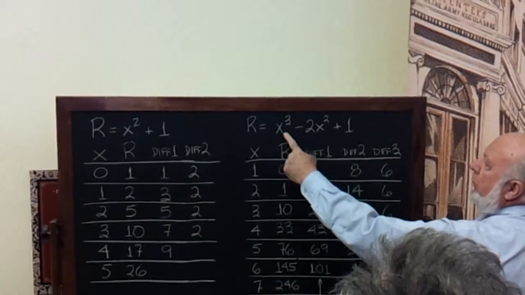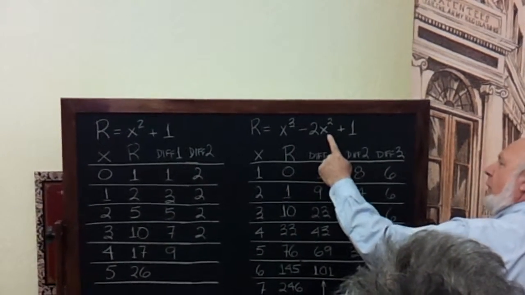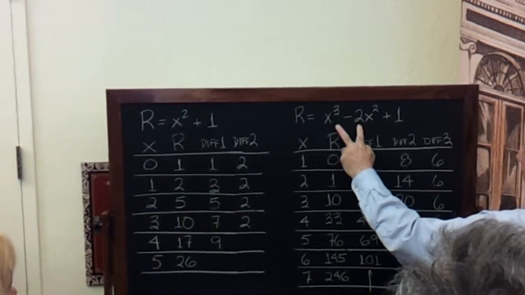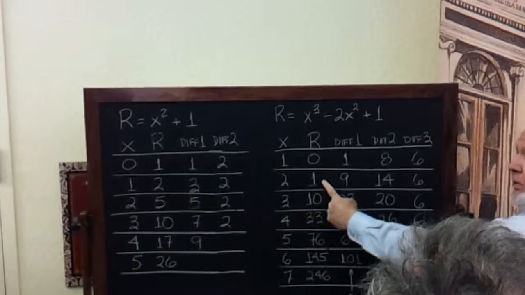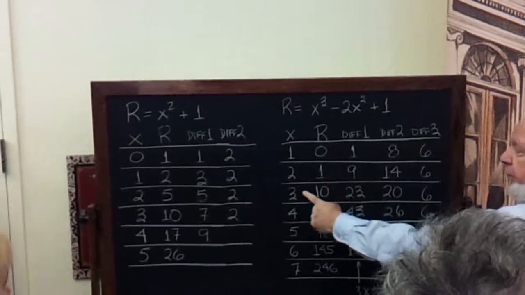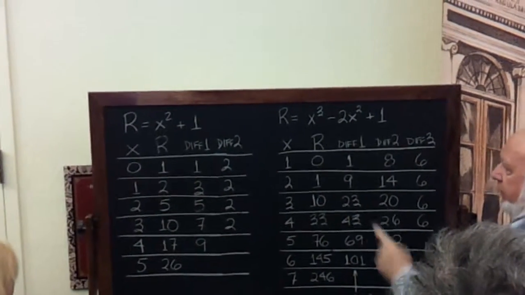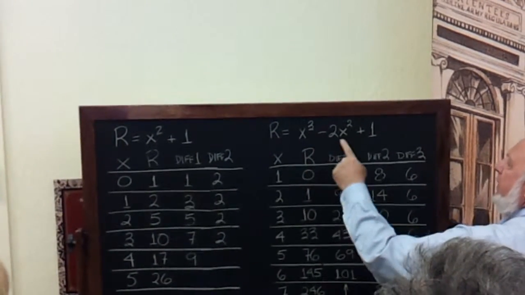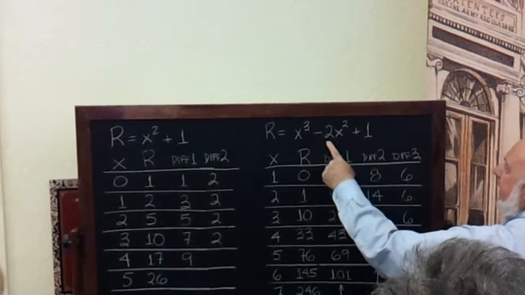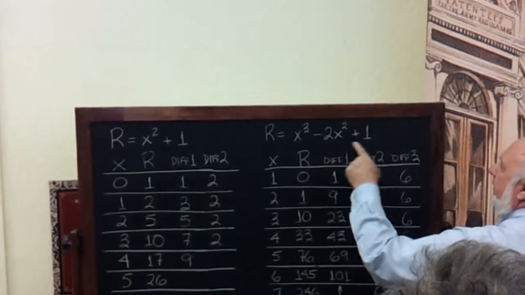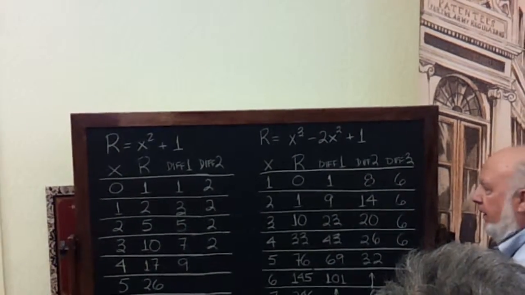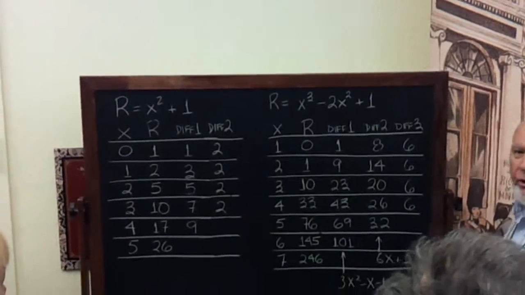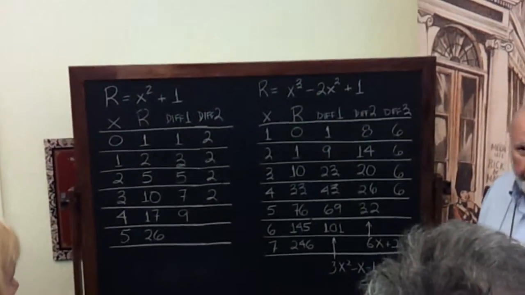With 2, you get 2 cubed is 8, 2 squared is 4, times 2 is another 8. So we have 8 minus 8 plus 1. So the next result is 1. For 3, you get 3 cubed, 27, 3 squared is 9, times 2 is 18, 27 minus 18 is 9, plus 1, you get 10. And then 33 and 76 and 145, you get this column of numbers that you see in the first column, the result column.